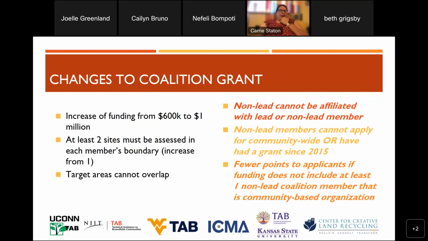So if you have had a grant or you currently have a grant, then I would suggest that you look into applying for a grant on your own rather than joining a coalition as a non-lead. And there will be fewer points awarded to applicants if your funding does not include at least one lead coalition member that is a community-based organization, as opposed to, for example, another government entity.